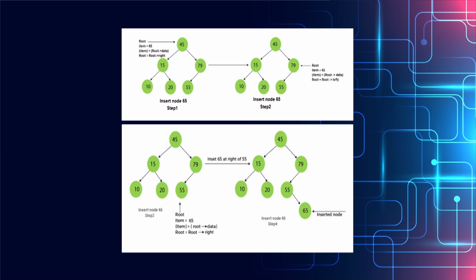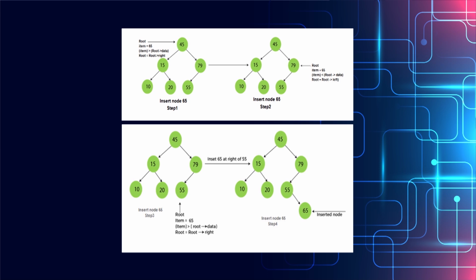Suppose you want to connect 100. Again we start by comparing with the root item 45. 100 is greater than 45, so follow the right path. The right successor of 45 is 79. Again we compare 100 with 79. Again 100 is greater than 79. So, we follow the right path of 79. But 79 has a left subtree, and not a right subtree. So, we connect 100 as the right child of 79 in the binary search tree.